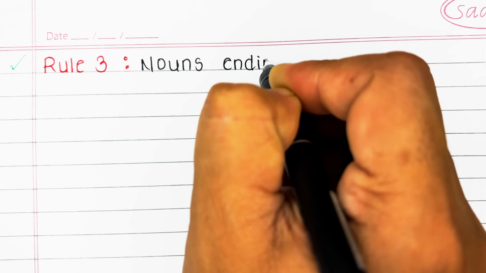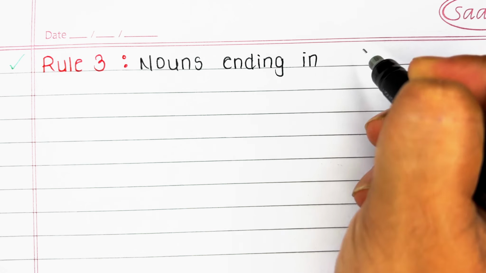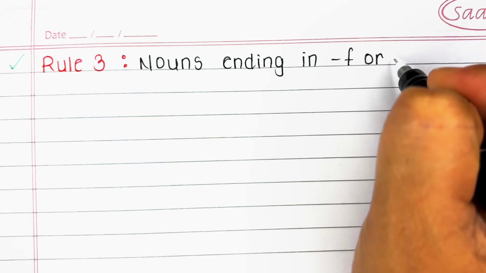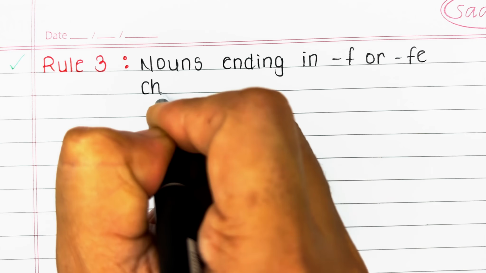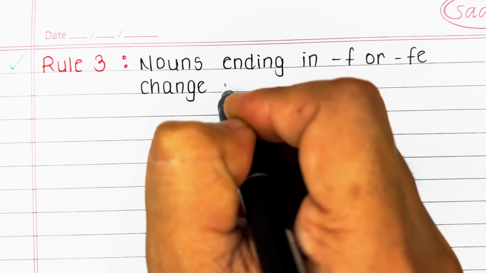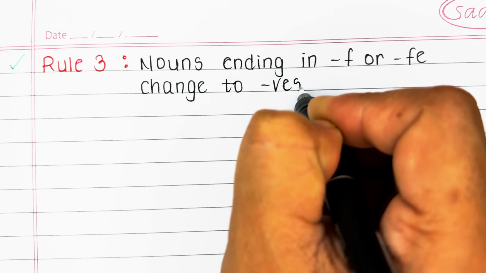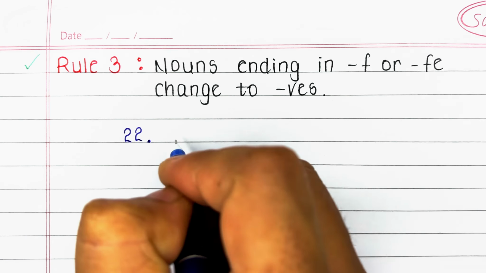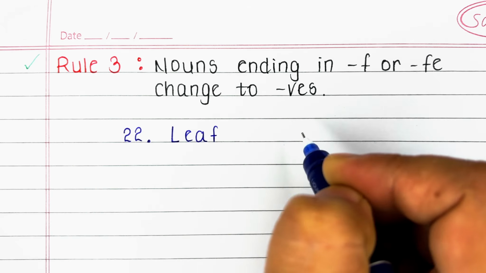Next is rule number 3. When a noun ends in f or fe, we will remove the f or fe and add ves to convert it into plural. Let's understand this with our first example.